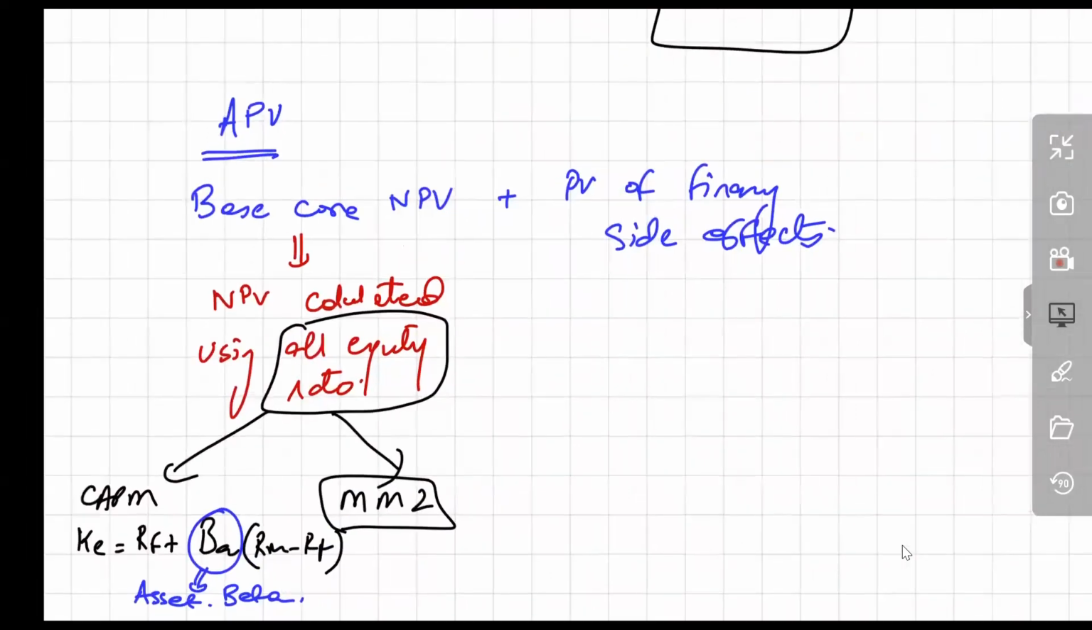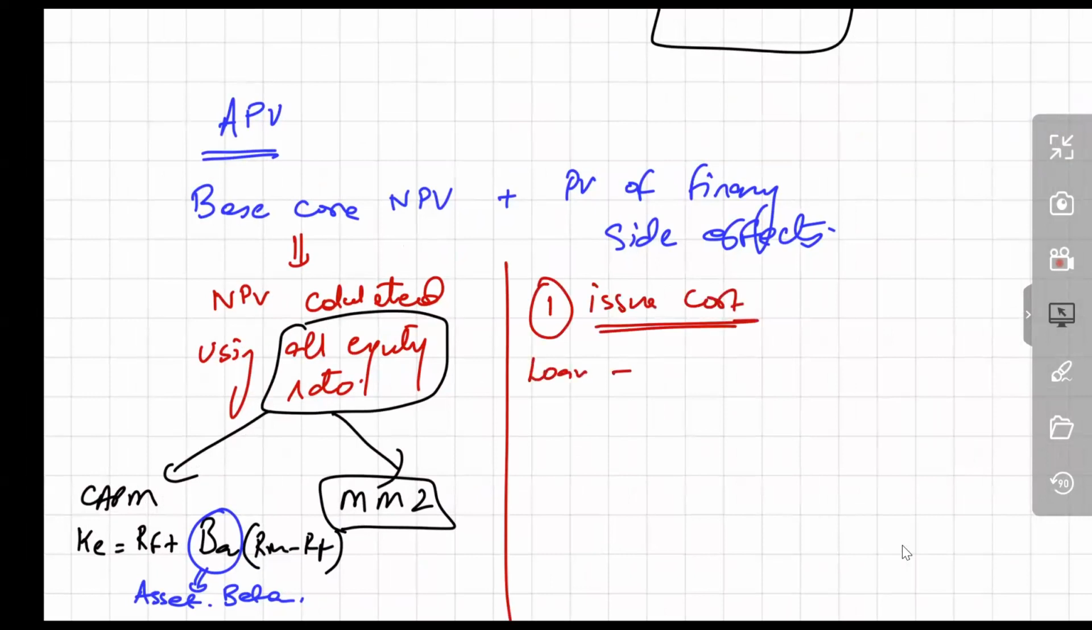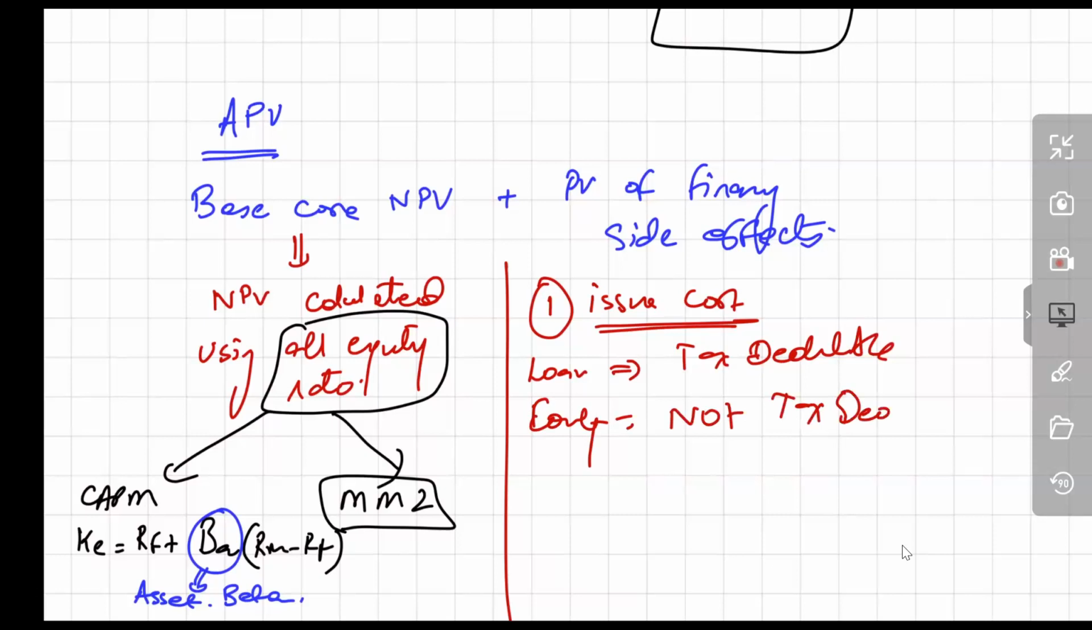Now, when we talk about the present value of financing side effects, there are different components. Number one is the issue cost. When you obtain a loan, usually the loan issue cost is tax deductible. If you obtain finance using equity, that is usually not tax deductible.